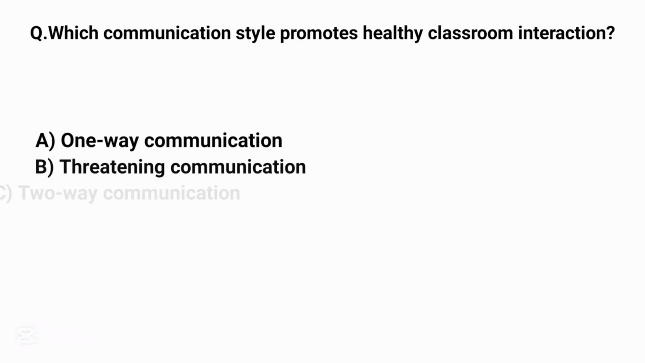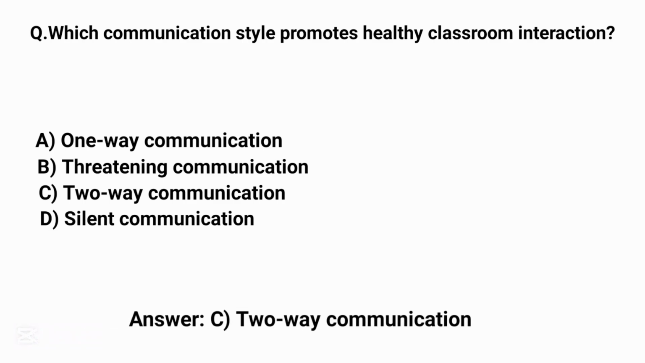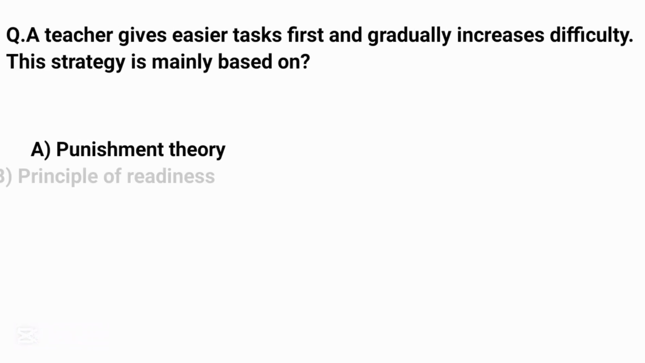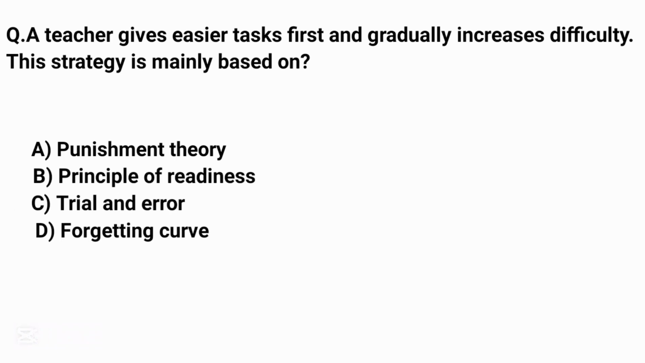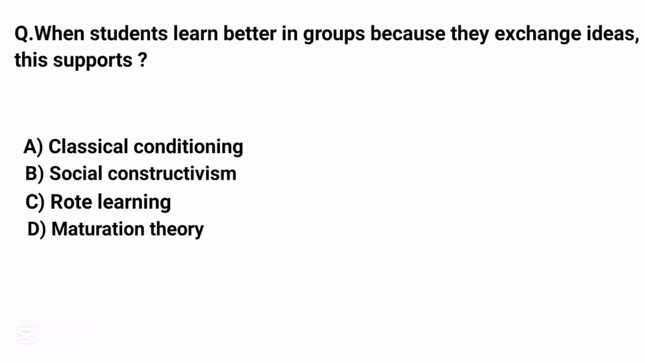Which communication style promotes healthy classroom interaction? Correct answer is option C. Two-way communication. A teacher gives easier tasks first and gradually increases difficulty. This strategy is mainly based on. Correct answer is option B. Principle of readiness. When students learn better in groups because they exchange ideas, this supports.